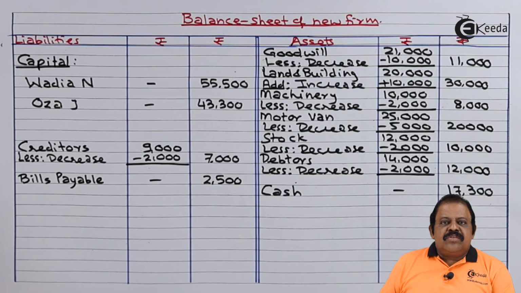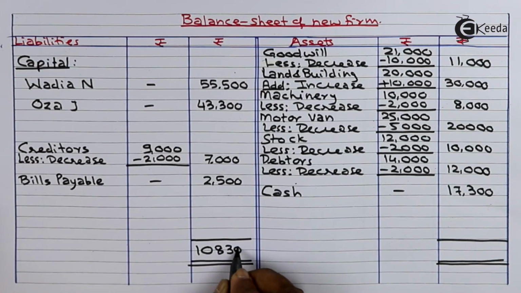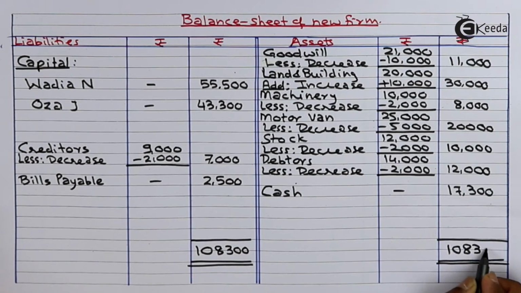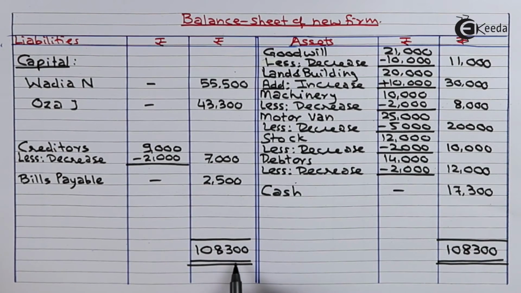Now we can close new balance sheet. We have closed balance sheet. Asset side total is 1,08,300. Liability side total is also 1,08,300. That is, new balance sheet is matching. It is tally. Assets are equal to liabilities.